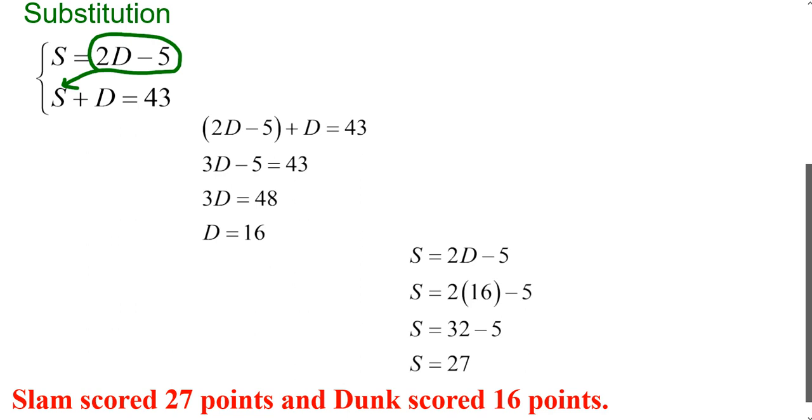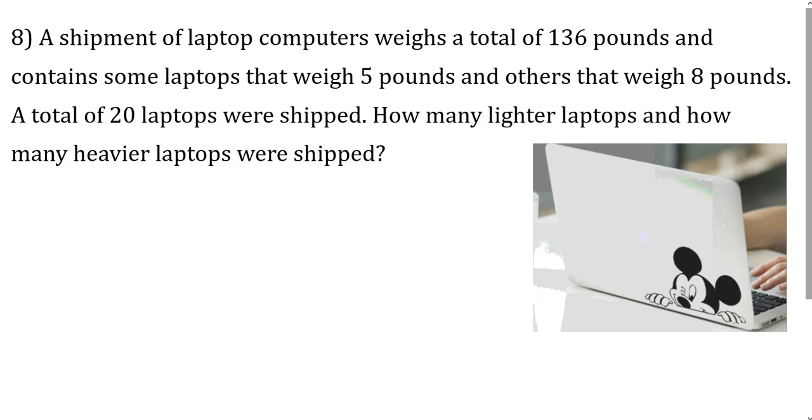Let's try one last one. A shipment of laptop computers weighs a total of 136 pounds and contains some laptops that weigh 5 pounds and others that weigh 8 pounds. A total of 20 laptops were shipped. How many lighter laptops and how many heavier laptops were shipped?